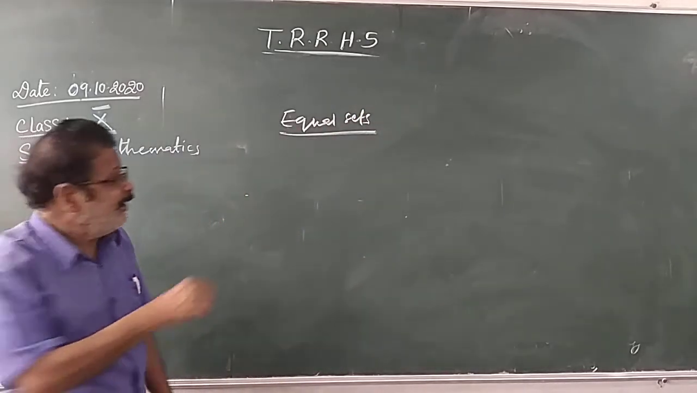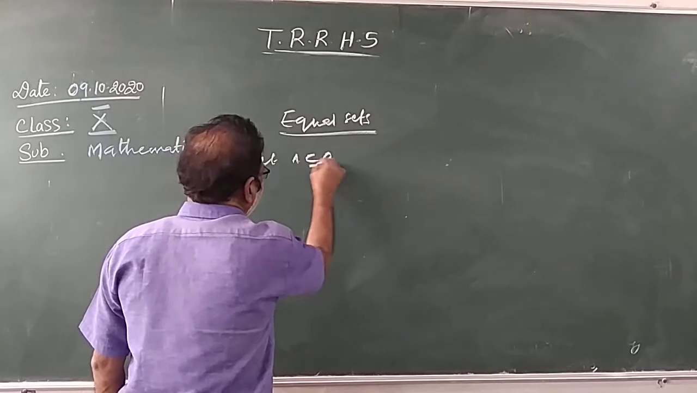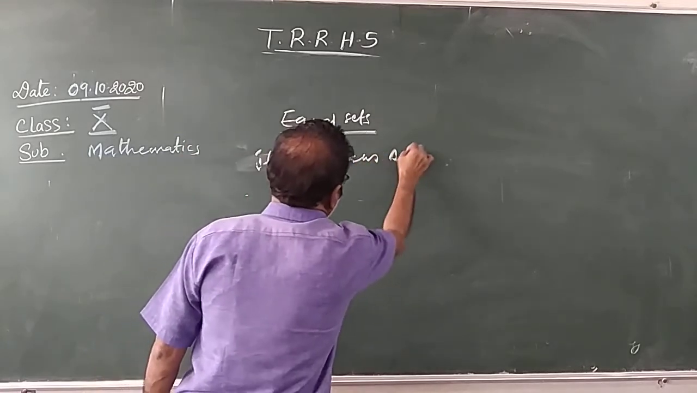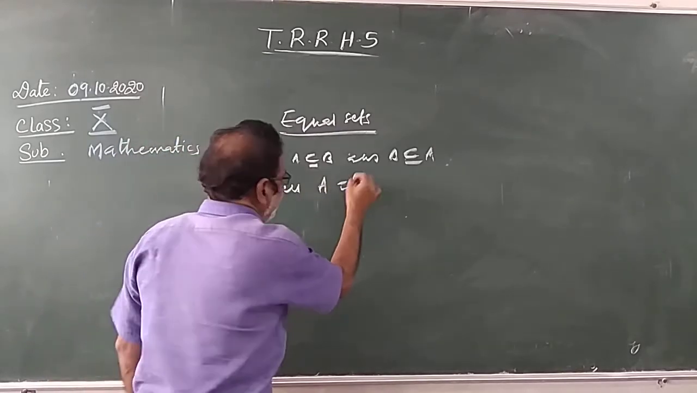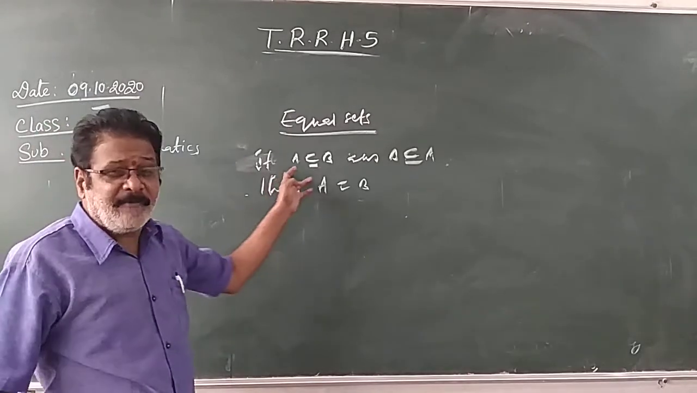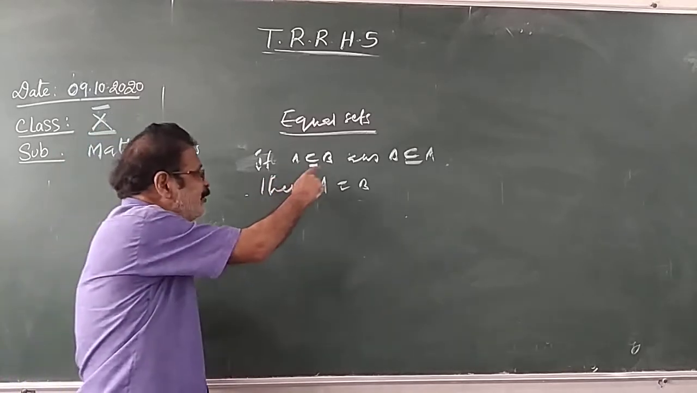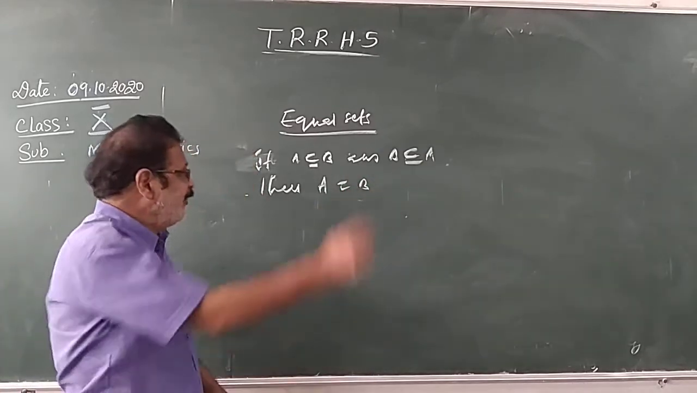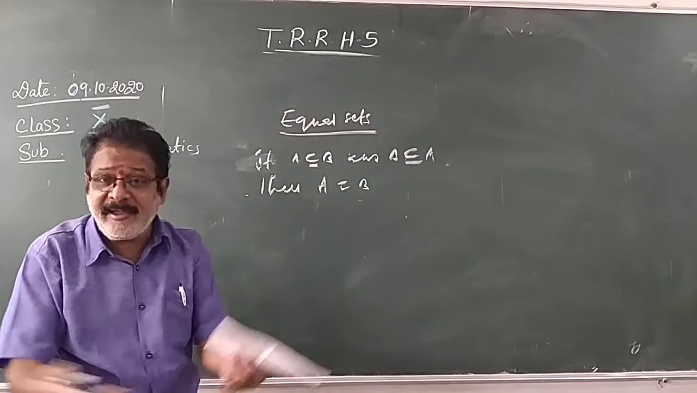What are equal sets? Let A be a subset of B. If A is a subset of B and B is a subset of A, then we say A equals B. A is a subset of B means every element of A should be present in B. If every element of B is in A, then B is a subset of A. Whatever elements are in A should be in B, and all the elements of B should be present in A. Then we can say A equals B.